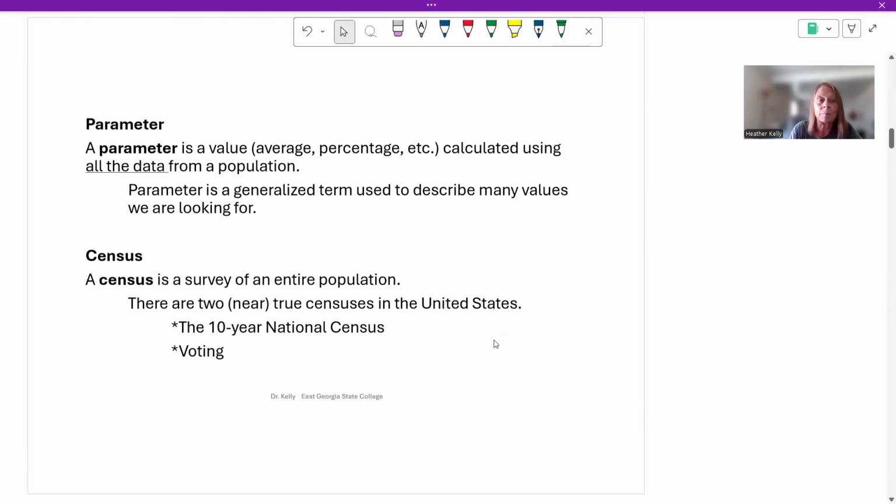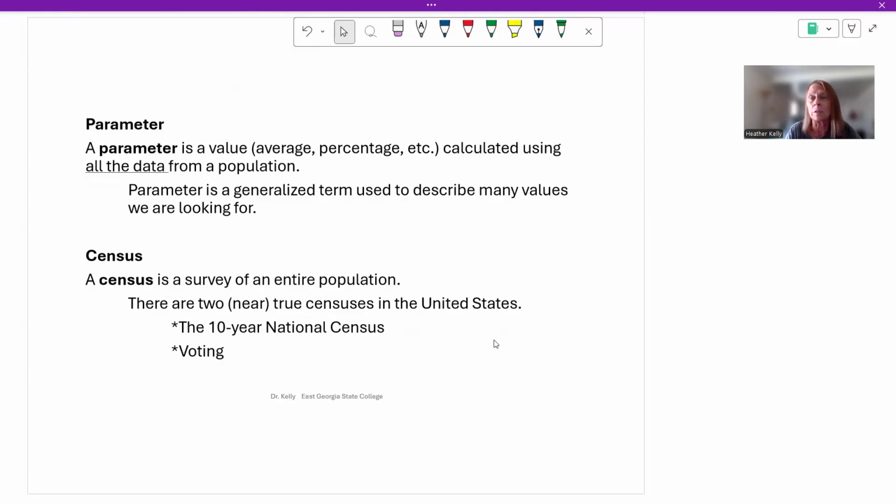Then there's this word parameter. A parameter is a value. It's something that's been actually calculated using the data from a population. Parameter is kind of like a generalized term that they use to describe many values. For example, we might be talking about the average of a class score. That would be a parameter, or maybe the average height of third graders. That could be a parameter.